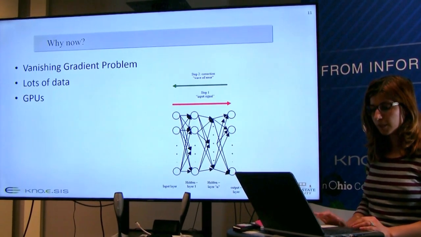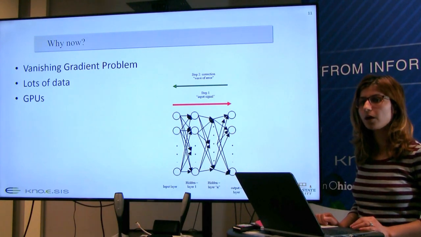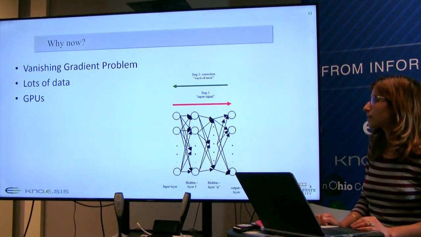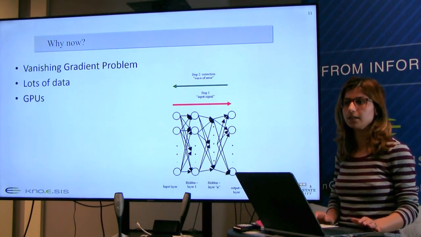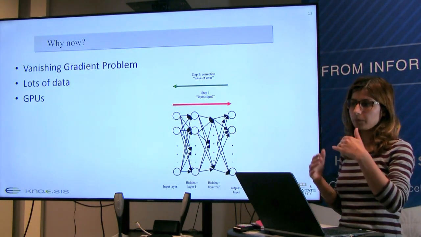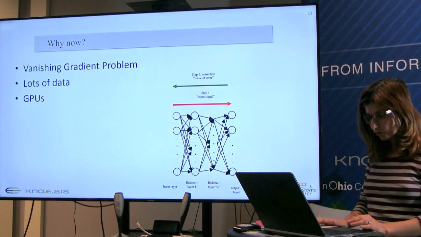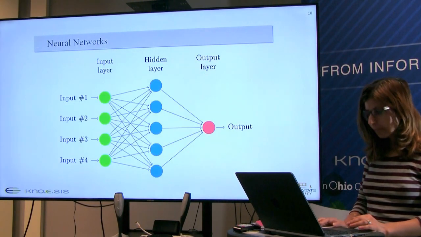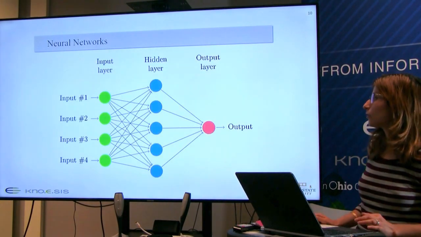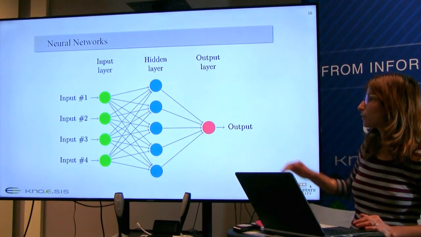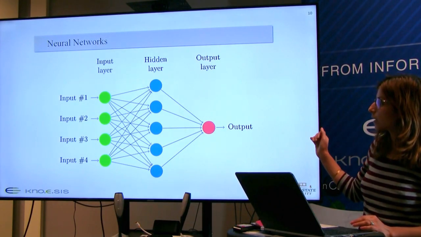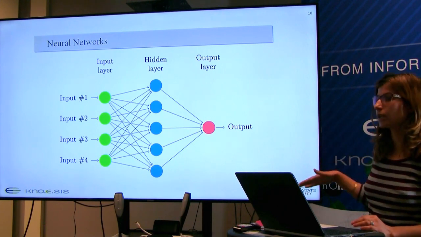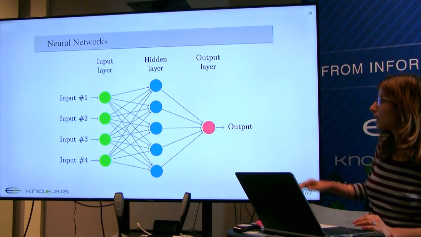First of all, it is because of the vanishing gradient problem. It is because when we have many hidden layers in deep learning, as you know, we have a feed-forward pass in the neural network and a backward pass in the neural network. That is backpropagating the error to the hidden layers.